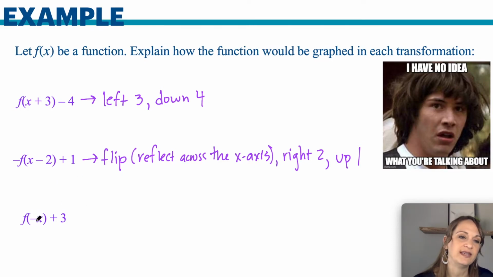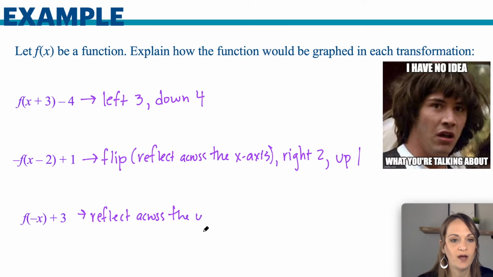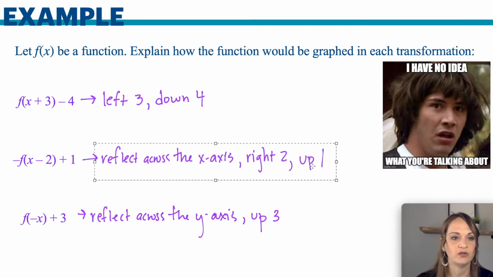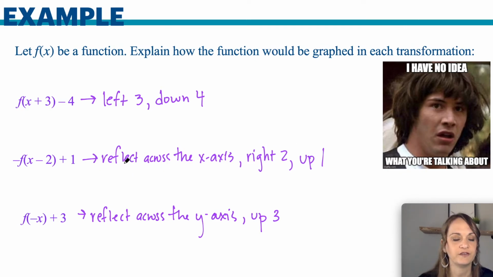This negative is on the inside, and so it would reflect across the y-axis. And then this 3 is on the outside of this function, and so you would move it up 3. Not left or right, because the 3 is not inside the parentheses. You would just move it up 3. So I would be really careful, now that I'm thinking about it, to not use the word flip, because it depends on which way you are flipping it. So you need to discuss it in terms of reflection, whether it's across the x-axis or the y-axis.